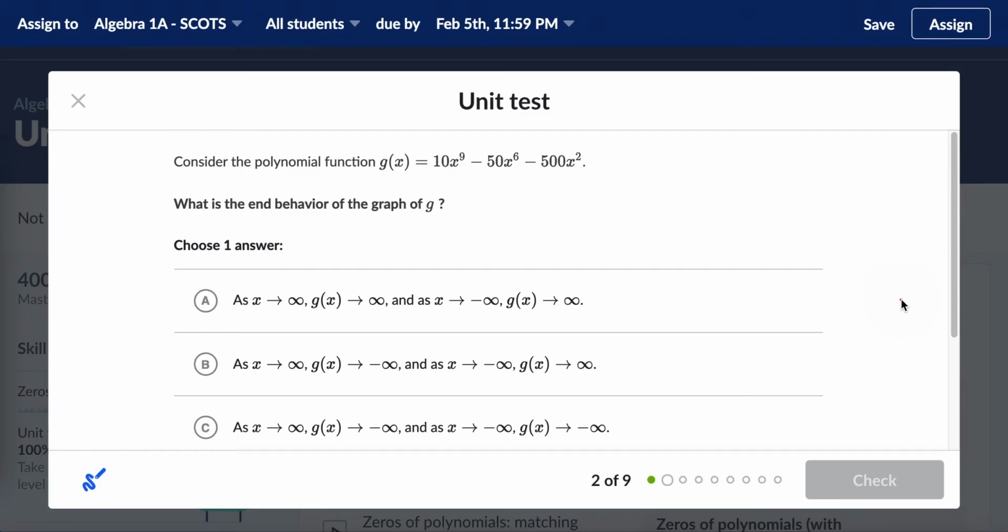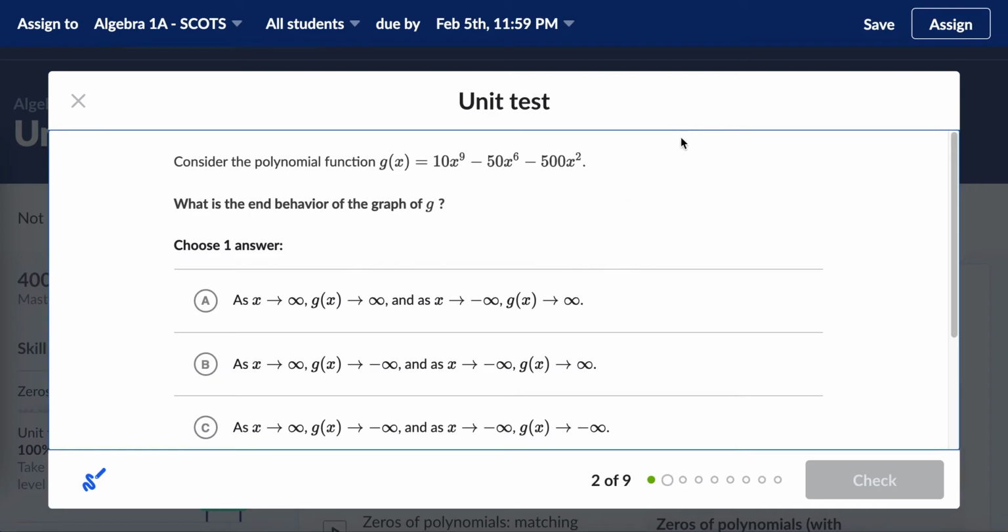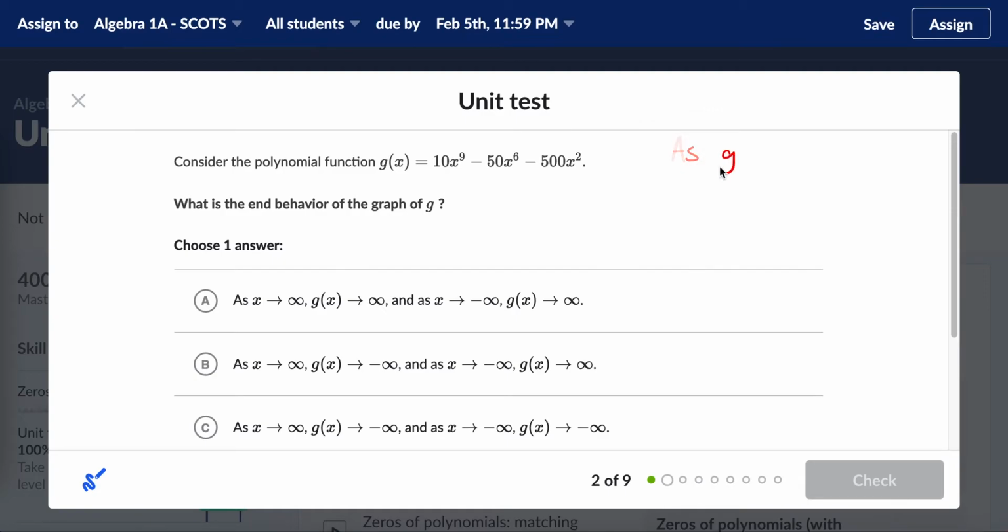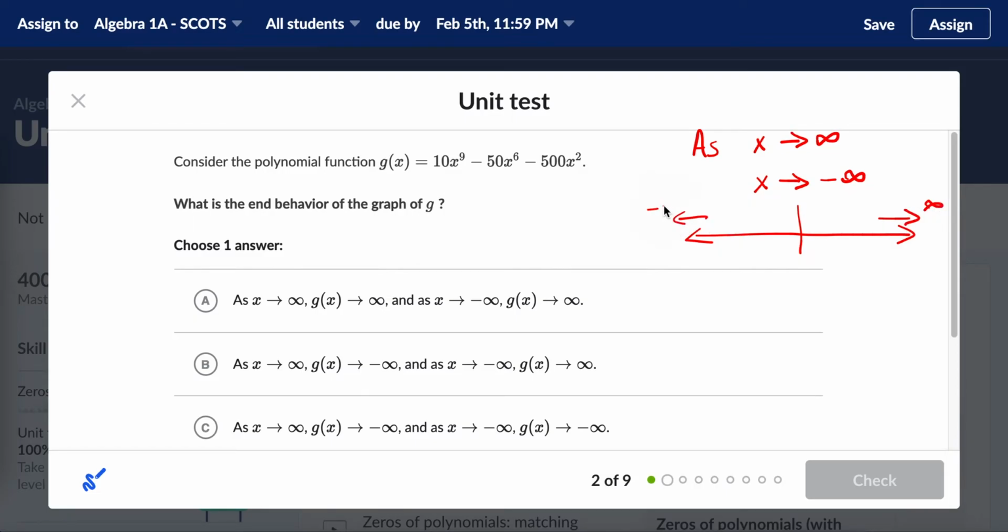So we're looking at this polynomial function. We're looking at the end behavior of the function. So we're looking at what happens to g of x as x approaches infinity, and what happens to g of x as x approaches negative infinity. So we're looking at the two ends of our x-axis. What's happening all the way down here, and what's happening all the way down here. Now, to determine that, there are two things we need to look at.